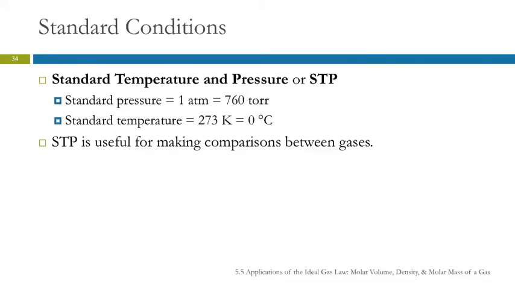So standard conditions, also known as standard temperature and pressure, or STP for short, refer to a specific pressure and temperature, and this is useful for making comparisons between gases because the temperature and the pressure have a direct effect on the volume of the gas. So standard pressure is 1 atmosphere, which is the same as 760 torr. You need to know what this pressure and temperature are.